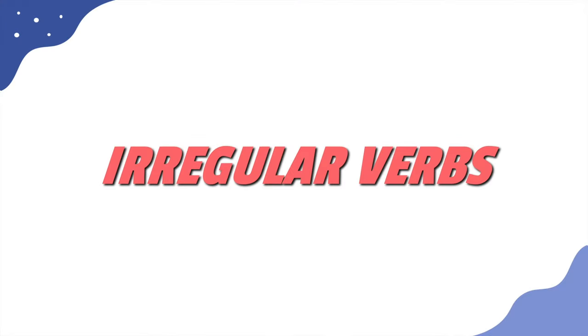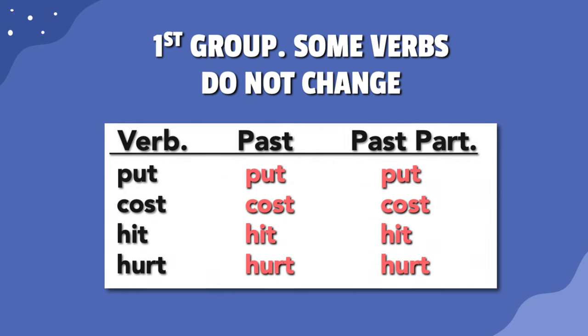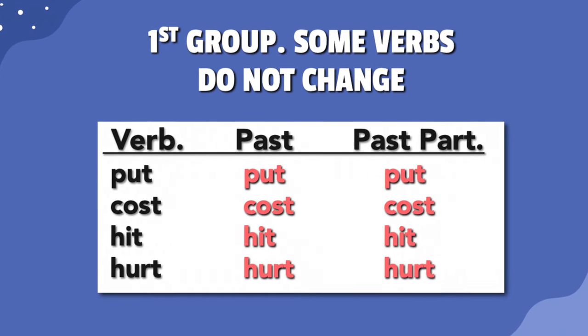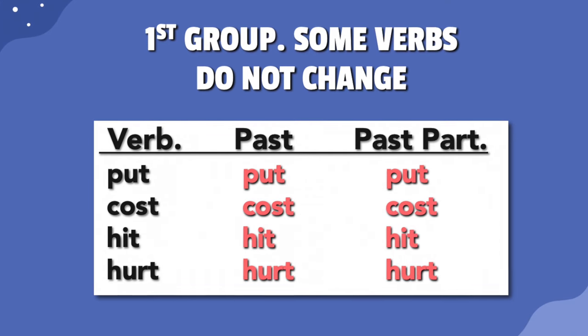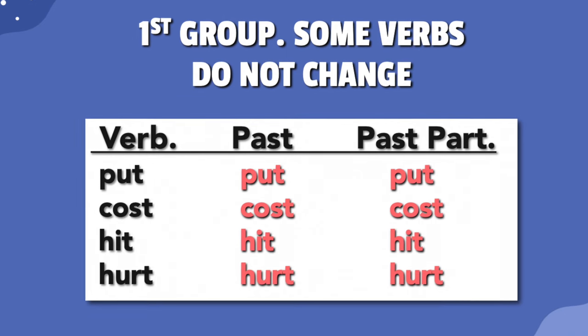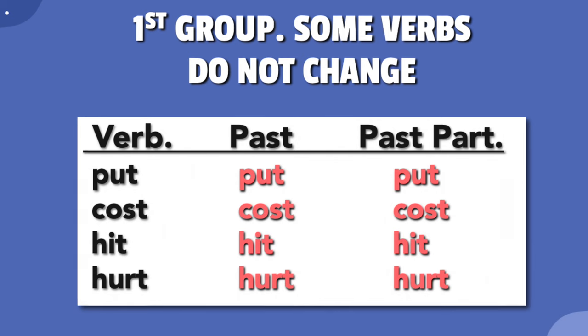Now let's take a look at those irregular verbs. The first group, some verbs do not change. Just like put, put, put. Cost, cost, cost. Hit, hit, hit. Hurt, hurt, hurt.